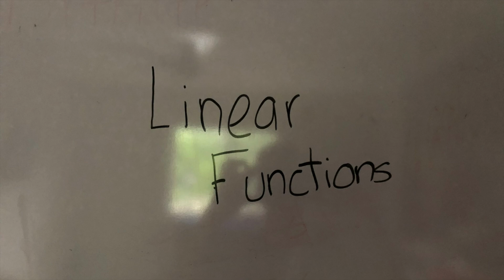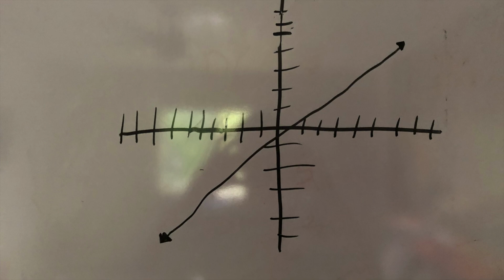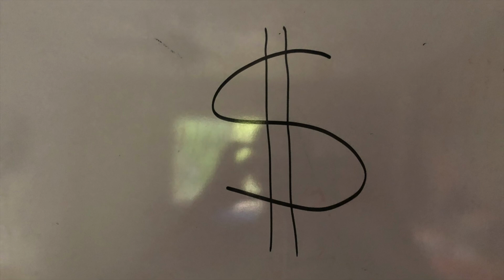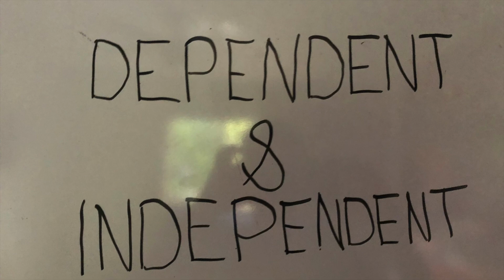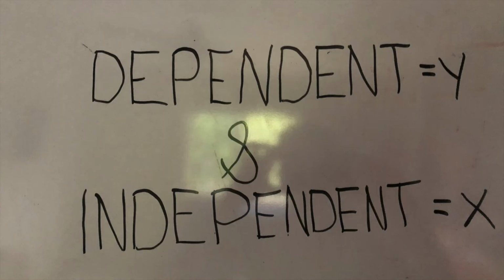A linear function is when your graph is a straight line. It is very popular in economics. It is something really recommendable thanks to its facility to use. Linear functions have an independent variable and a dependent variable. The independent variable is the x, and the dependent variable is the y.